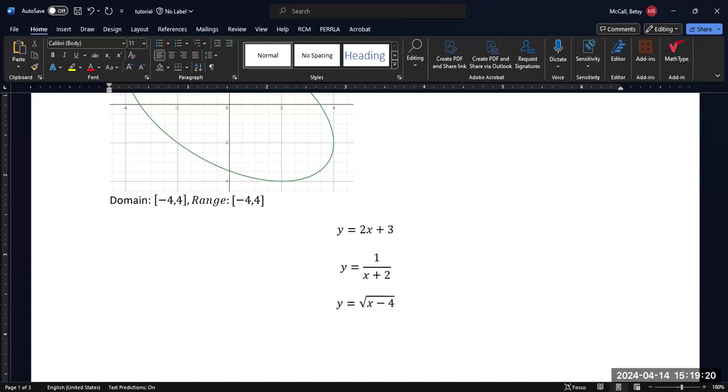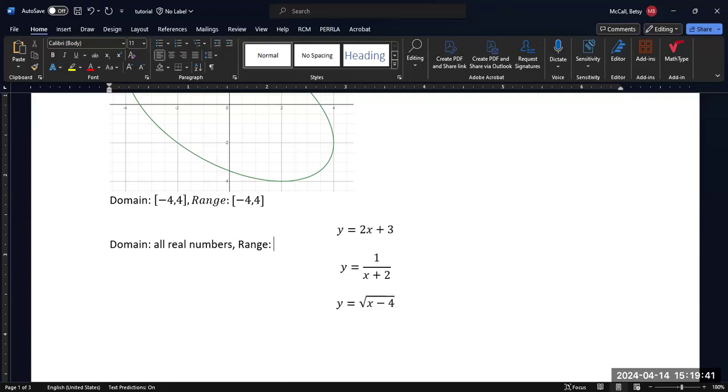Now, for a linear equation, the domain is going to be all real numbers, because I can pick any number I want, and I can multiply it by 2, and I get another real number. And then if I take that real number and add it to 3, I get a real number. So I can put any number I want into this equation, no problem.